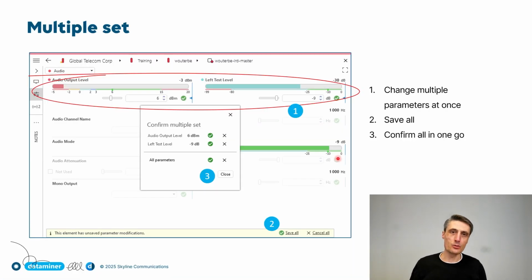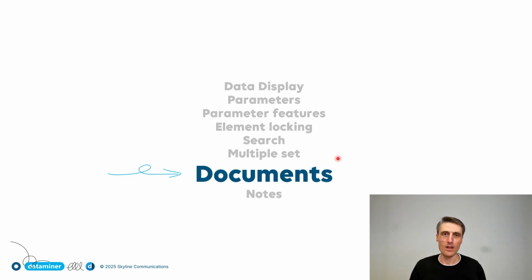All right, so that's the multiple set that is available within one element. It comes up later on across different elements as well. All right, so that was mainly about the elements and the real-time data we have there. There are two more things that I want to add into this video, and that is documents and nodes. A small word on documents, a small word on nodes.